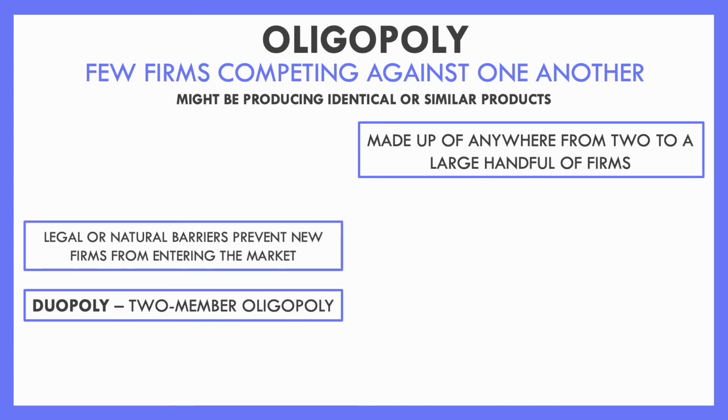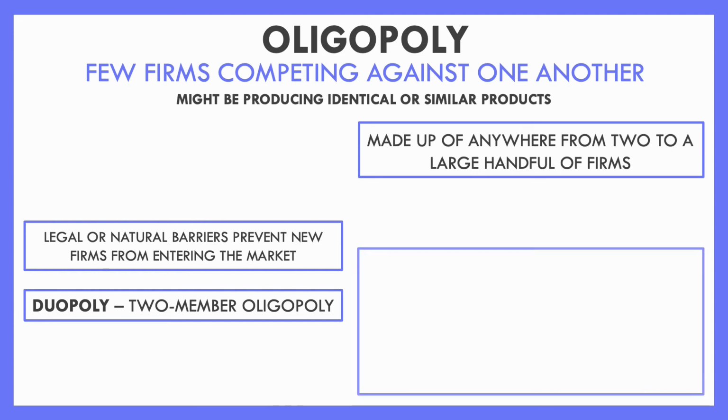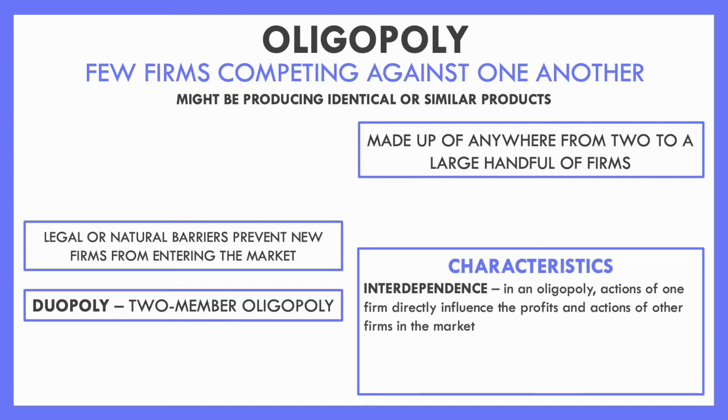We say that there are legal or sometimes natural barriers that prevent firms from entering the market. Some of those legal barriers could be certain protections on certain products, like who's able to make it or who has the technology to make those things. It can also be natural barriers. If I want to start a battery business, it's going to be pretty hard for me to compete with two companies that are already so established and have such a large slice of the pie.